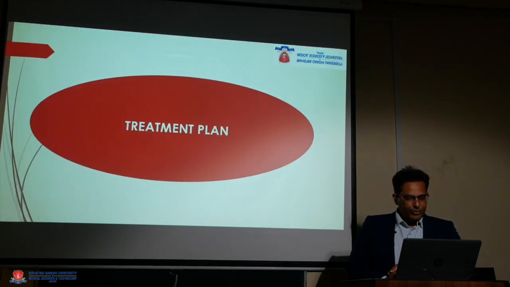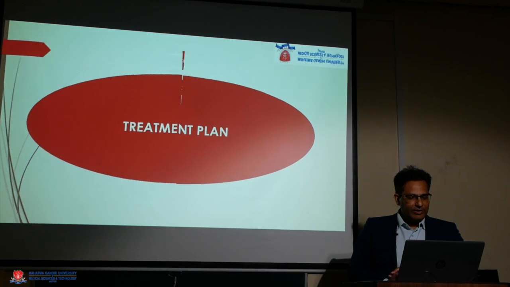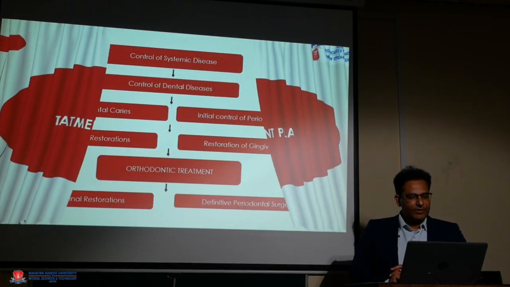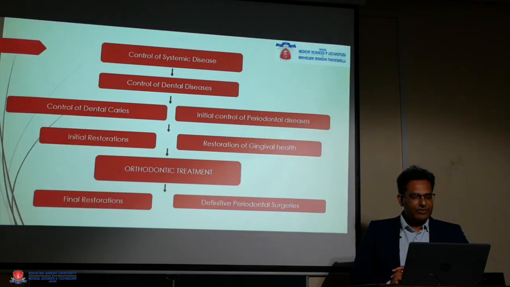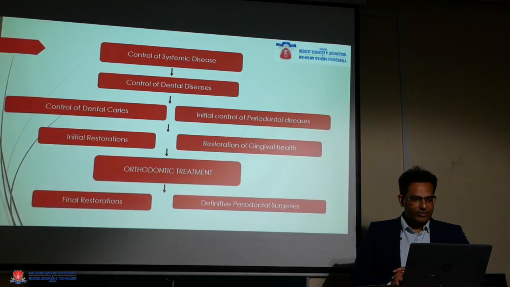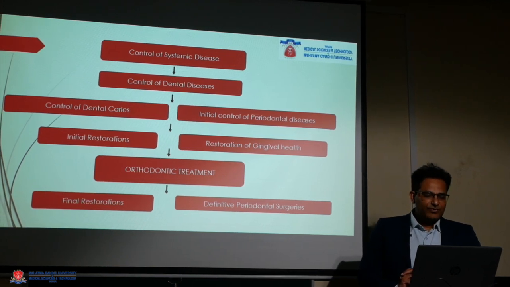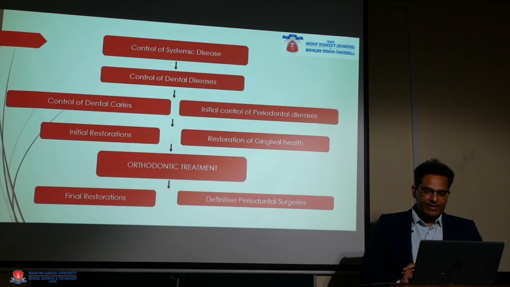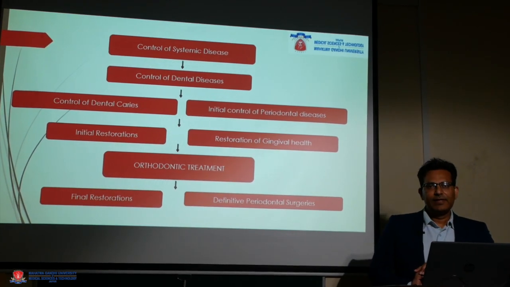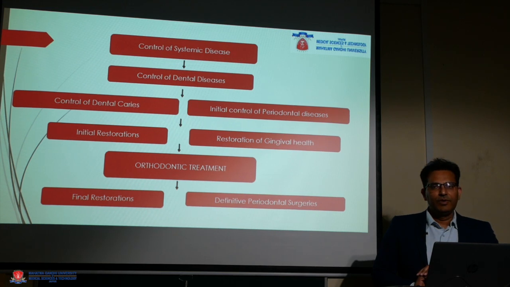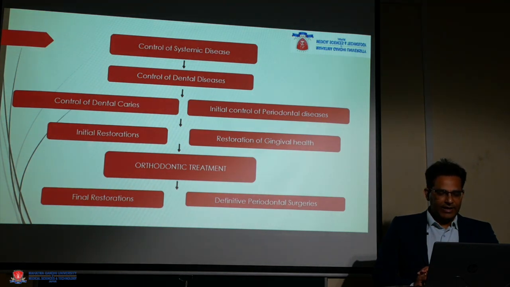There is a standard protocol which we follow while formulating the treatment plan for a particular case. Whenever we have to treat a case, first of all we control the systemic diseases of the patient, then control the dental diseases, like initial restoration for dental caries and restoration of gingival health. Once these are taken care of, we go ahead with the orthodontic treatment. After the orthodontic treatment is complete, we go ahead with final restorations and final prosthetic work, and definitive perio surgeries are executed if required.